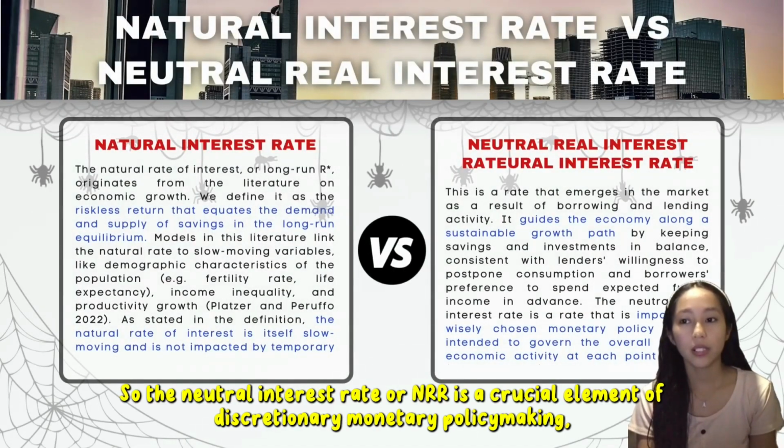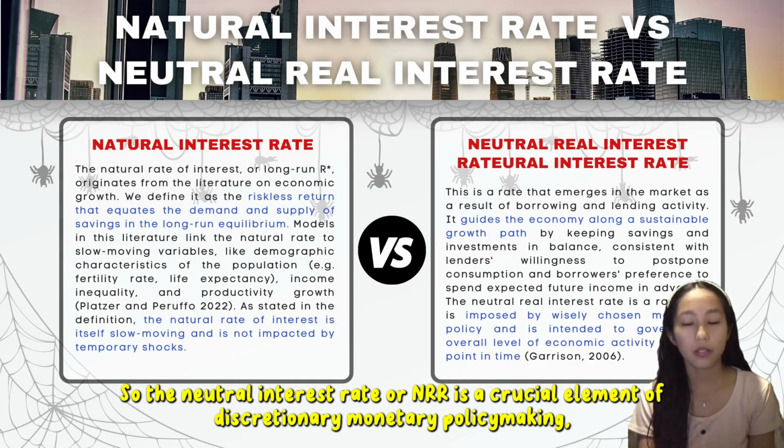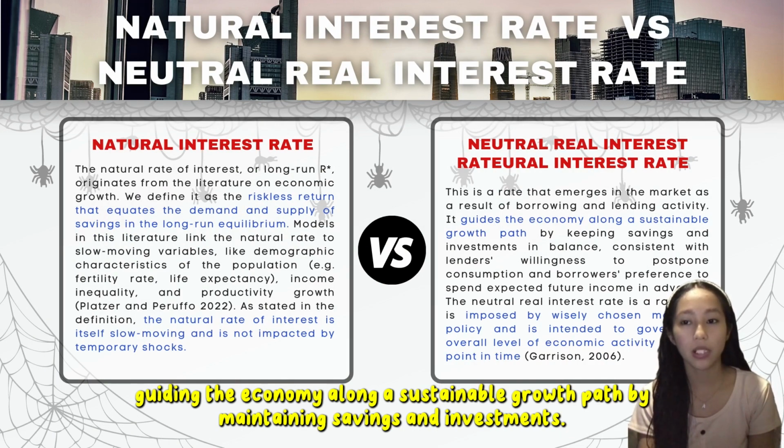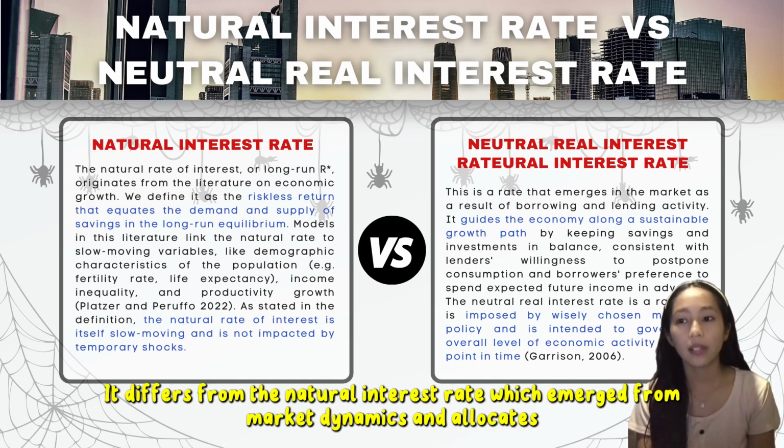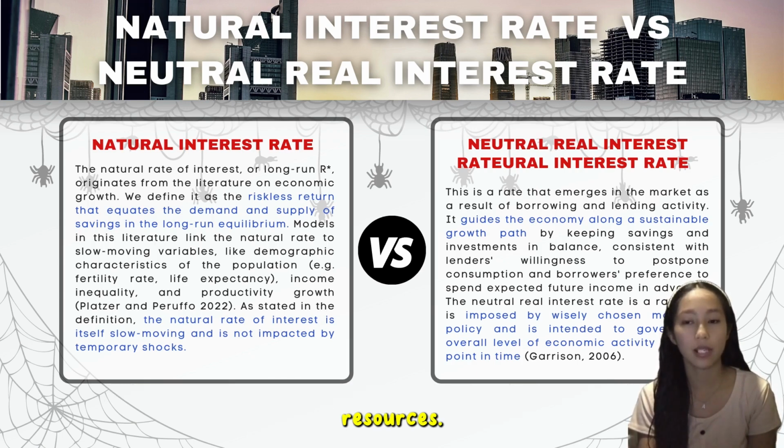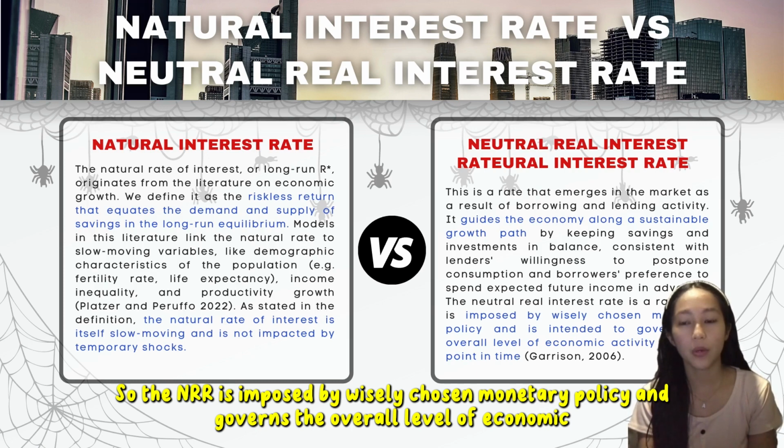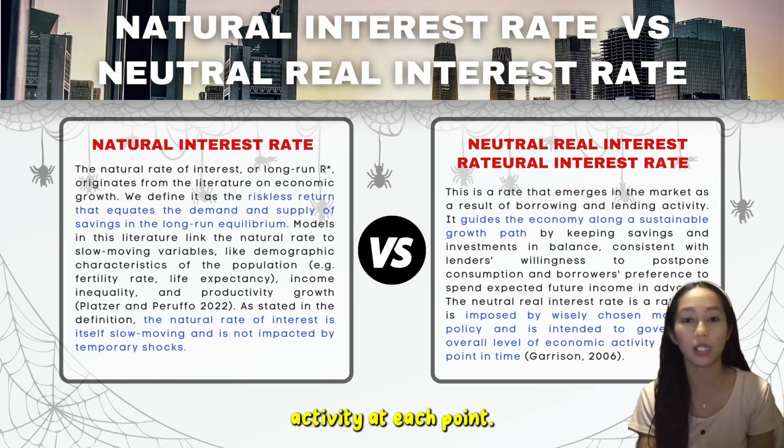So the neutral interest rate, or NRR, is a crucial element of discretionary monetary policy making, guiding the economy along a sustainable growth path by maintaining savings and investments. It differs from the natural interest rate, which emerges from market dynamics and allocates resources. So the NRR is imposed by wisely chosen monetary policy and governs the overall level of economic activity at each point.